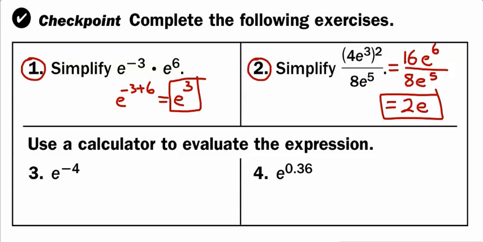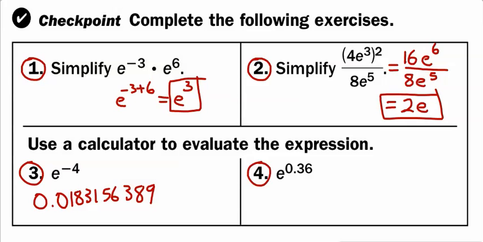Number 3, e to the negative 4. This one asked us to use a calculator, so find that e button on your calculator. 0.0183156389, give or take. Just what the calculator tells you. And number 4, very similar to number 3. e to the 0.36, 1.433329415. Just using the calculator.